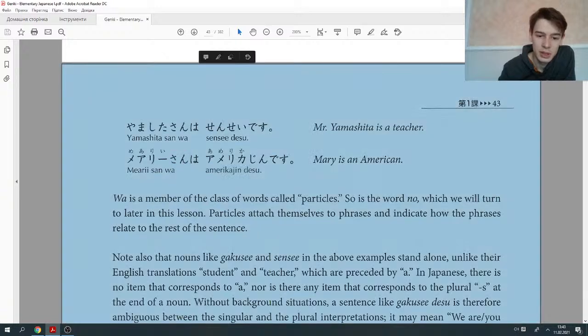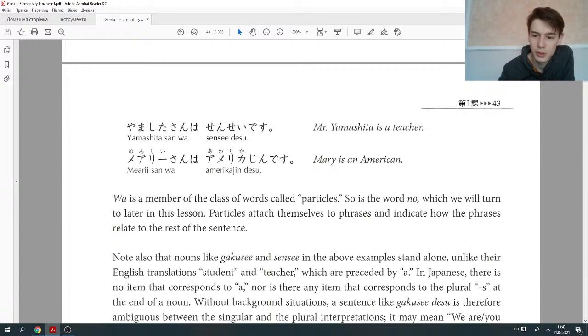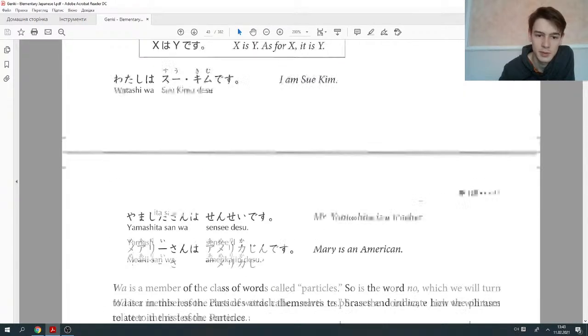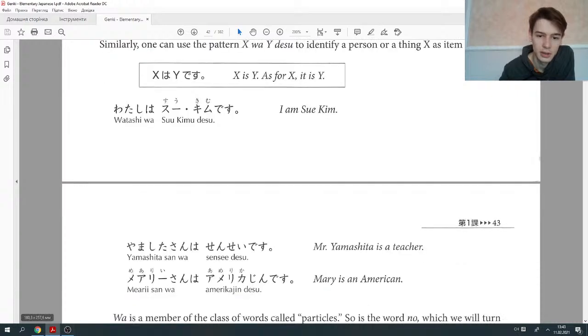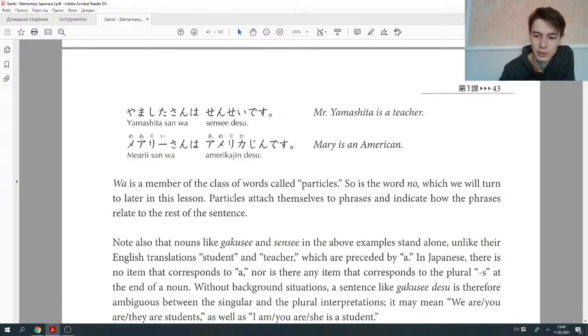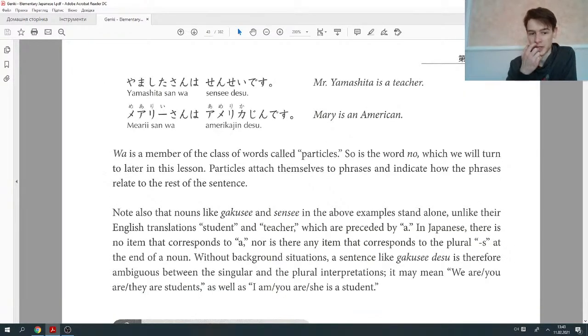Wa is a member of a class of words called particles. As I said, so is the word no, which we will turn to later in the lesson. I have spoken about this no, hiragana no. Particles attach themselves to phrases and indicate how the phrase relates to the rest of the sentence.